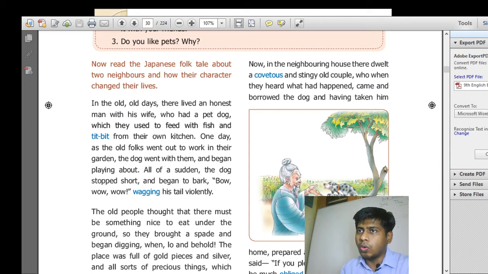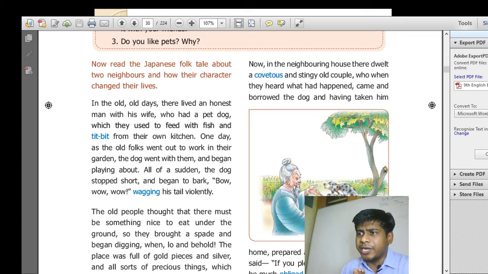In the old days, usually in children's storybooks we read "once upon a time" or "there lived." Okay, there lived an honest man with his wife. So there is a couple, an honest man living with his wife, and he also had a pet dog. So it is a husband, a wife, an old man, an old woman, and a pet dog.